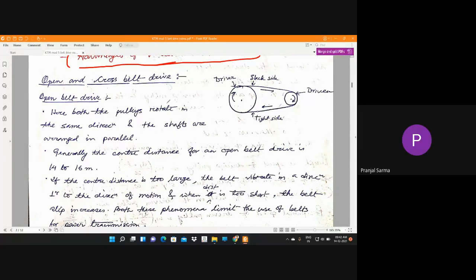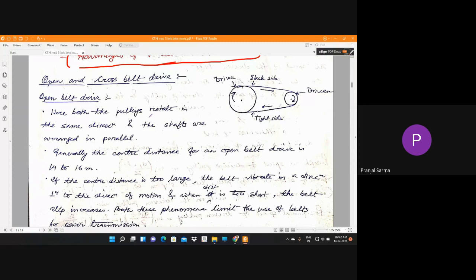Now we know what a belt drive is, why it is used, what the advantages are, what the different belt materials and belt types are, and how the velocity ratio is obtained, and what the effect of slip on velocity ratio is. Those things we have also discussed.